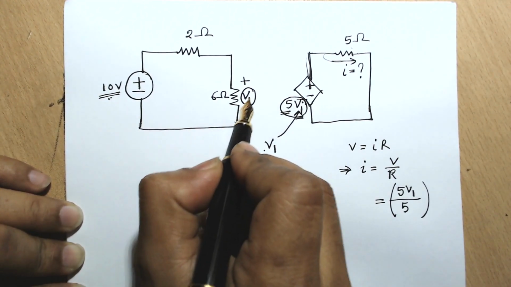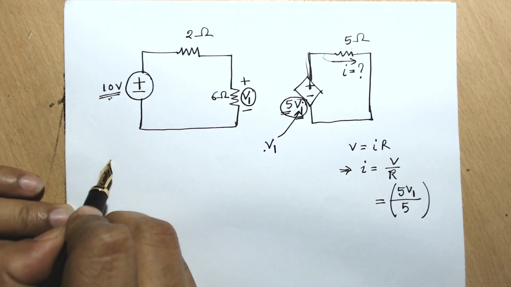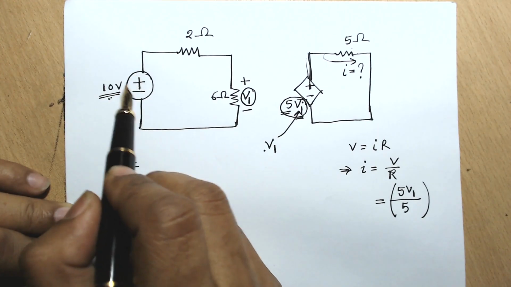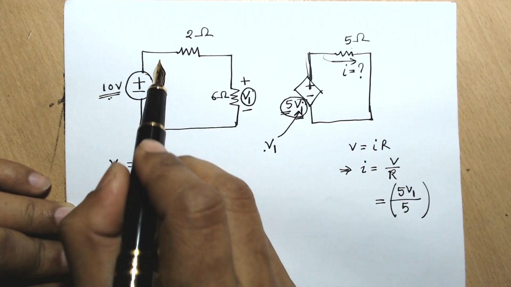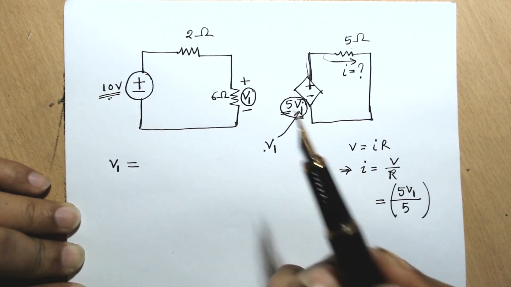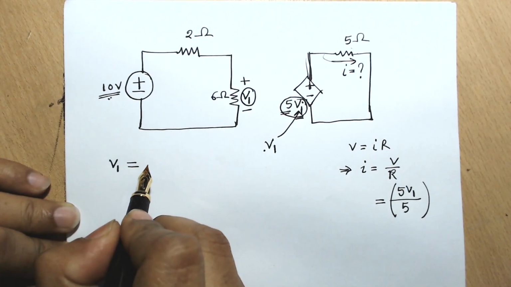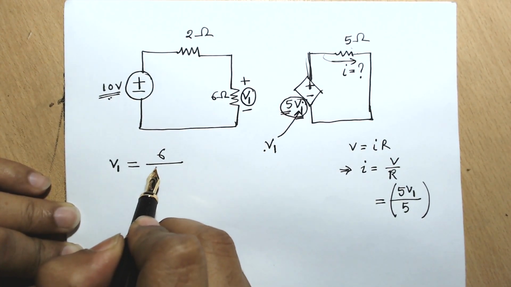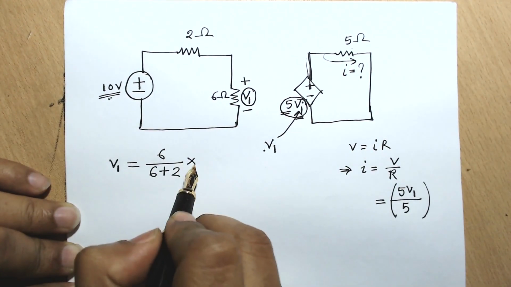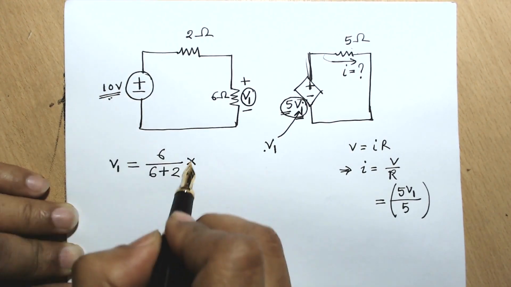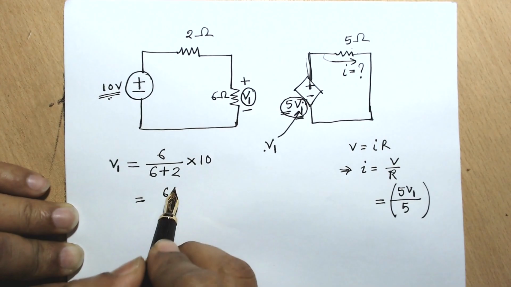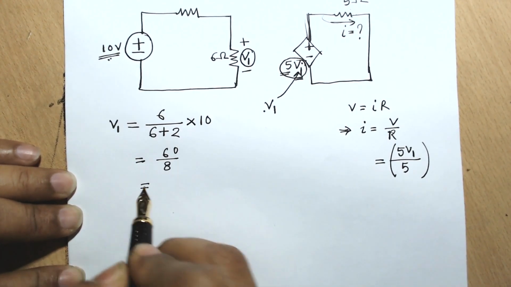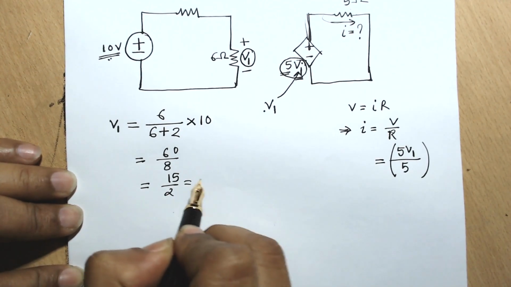We can find V1 by solving this circuit. We know that V1 is actually a voltage divider, because there are 2 resistors and the voltage is divided among those resistors. The current will be the same, but the voltage will be different. If we apply the voltage divider rule as we learned in our classes, V1 will have 6 ohm on the top because we are finding the voltage across the 6 ohm resistance, divided by 6 plus 2, that means the sum of the 2 resistors, times the input voltage in this branch, which is my 10 volt. So it will become 60 over 8. We can write it as 15 over 2, that means 7.5.